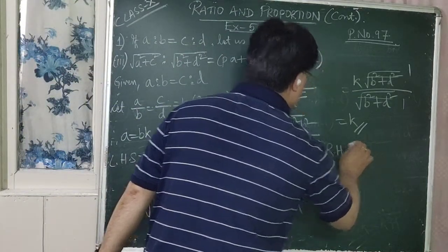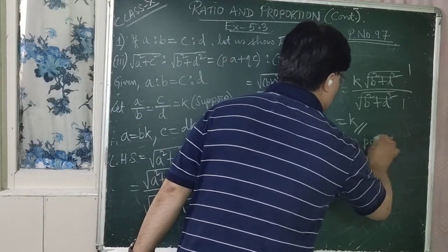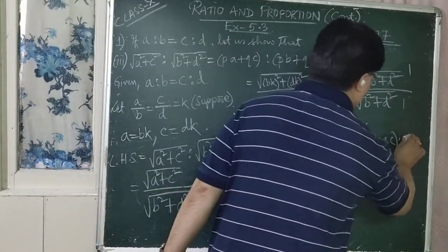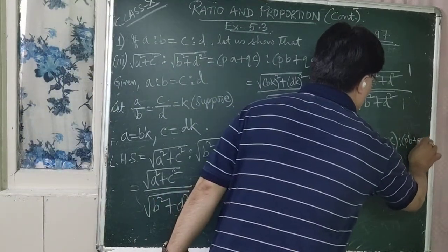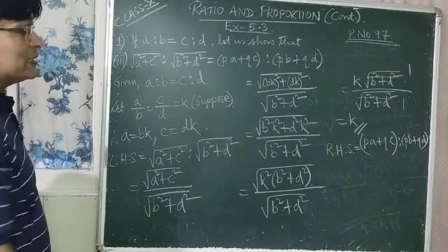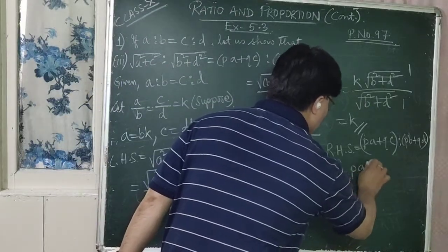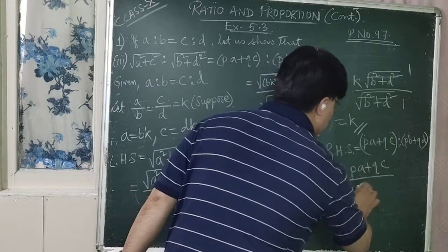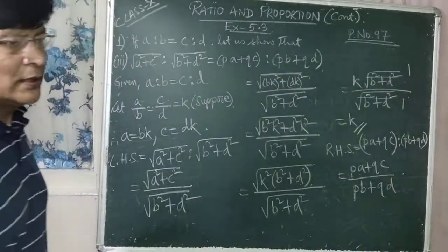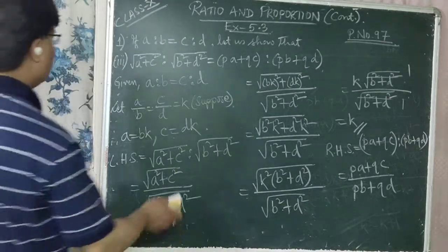So RHS is equal to, what is RHS here? PA plus QC is to what? Is to PB plus QD. It is PB plus QD. Right? So you can write it in terms of fraction. So which is equal to PA plus QC divided by PB plus QD. Right? So this ratio can be written in terms of fraction.